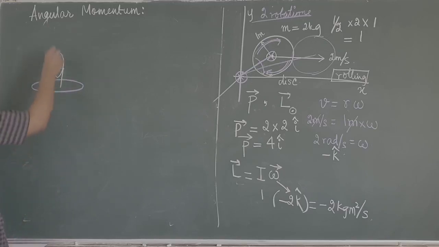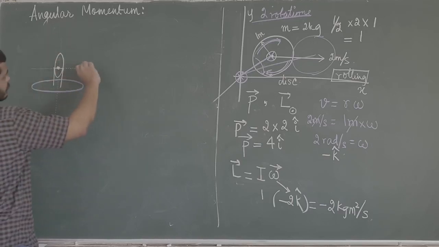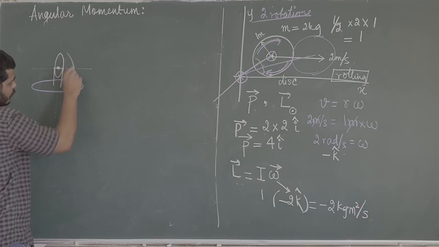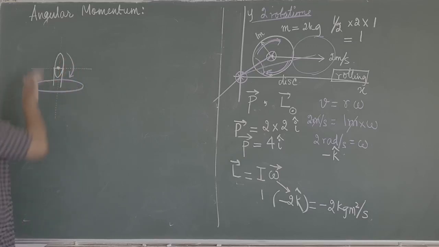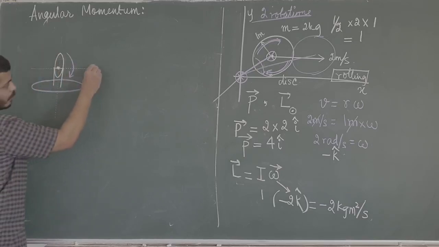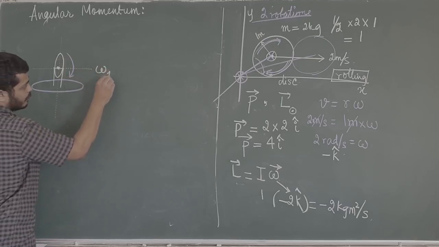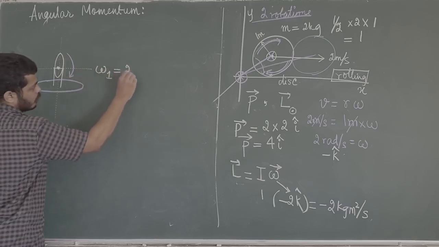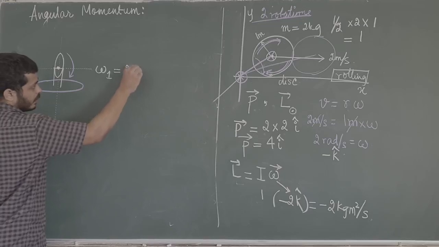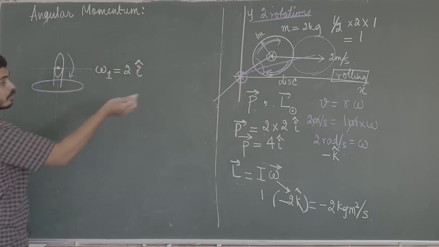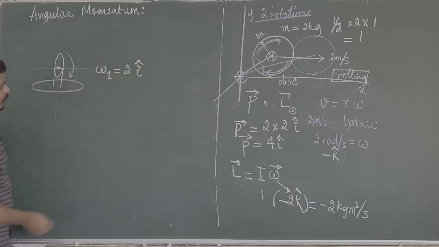At the same time, two things are happening. First of all, there is an axis in this direction. There is also an axis in this direction. The wheel is rotating in this direction. If the wheel rotates like this, you put your fingers in this direction, your axis is towards that side. So there is some angular velocity over here. Omega 1 is equal to 2 radians per second in the i direction, so 2 i cap. I'm giving you the values as a vector, so you don't have to worry.